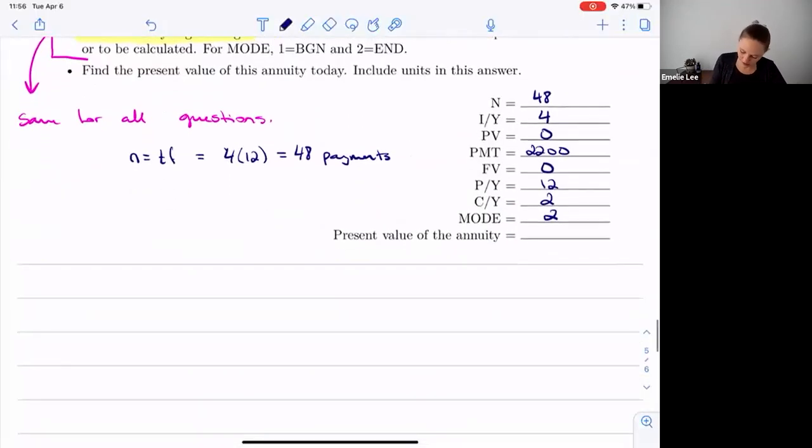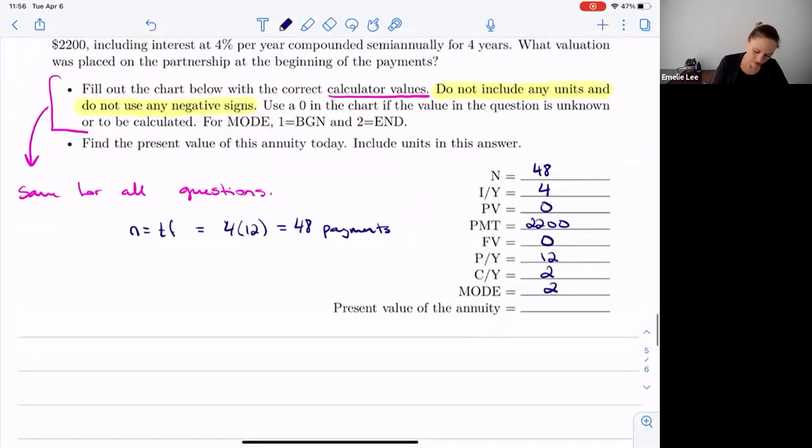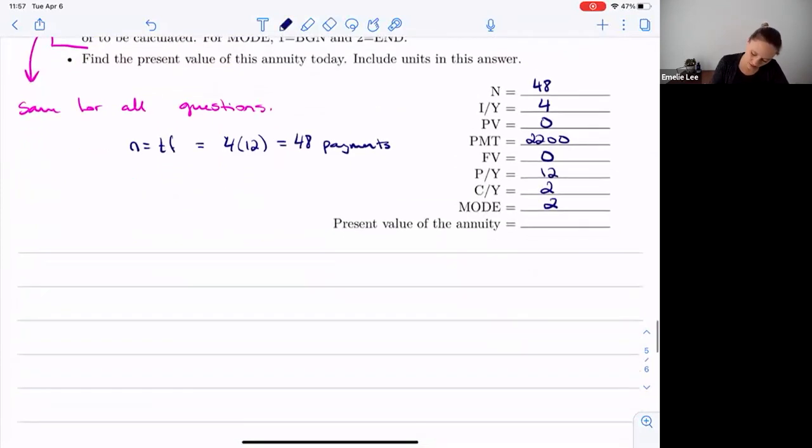So what you need to do here is find the present value of this annuity today. It says find the present value, so if you do anything else, don't do that. Include units in this answer. Once we're talking about the present value of this annuity, you do have to have the dollars, no commas, right? Moodle doesn't like commas. 9744 or 499.05, 06 if I round properly.